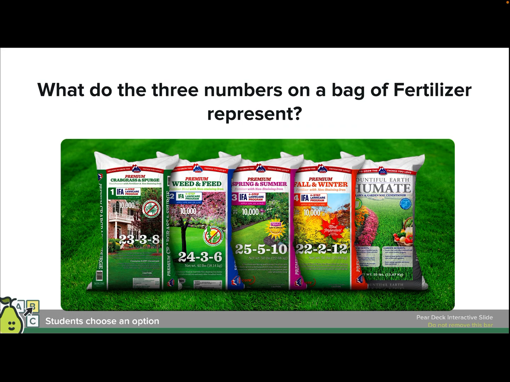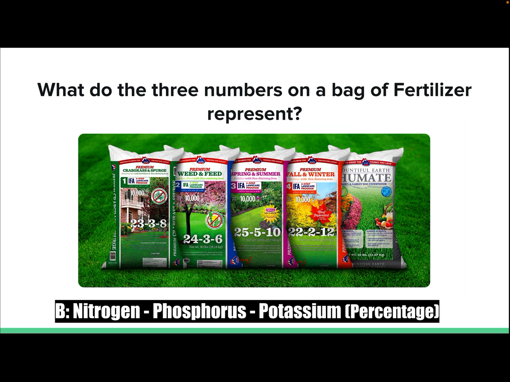What do the three numbers on a bag of fertilizer represent? So the numbers on a bag of fertilizer represent the percentage of, and you can find this in your textbook, and I just want to get them in the right order because it makes a difference. It is the percentage of nitrogen, phosphorus, and potassium. Now you'll notice they don't add up to 100. That's because there's all sorts of other things in that fertilizer. So yes, nitrogen, phosphorus, and potassium. It's their percentage within that package.